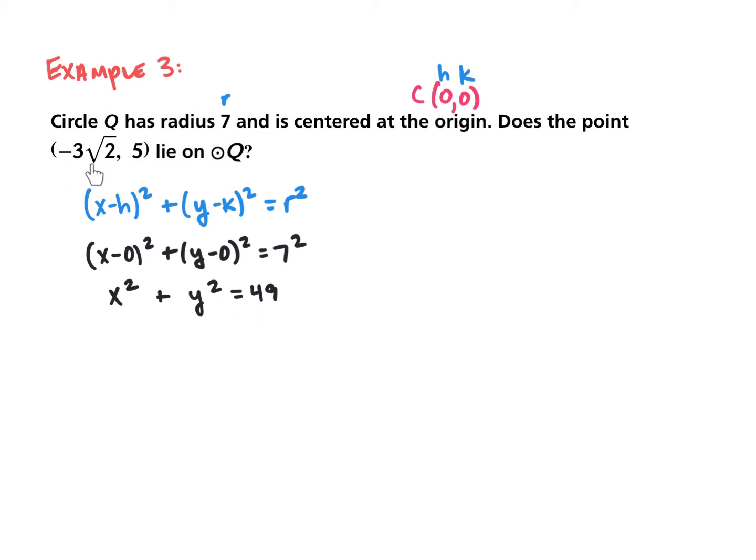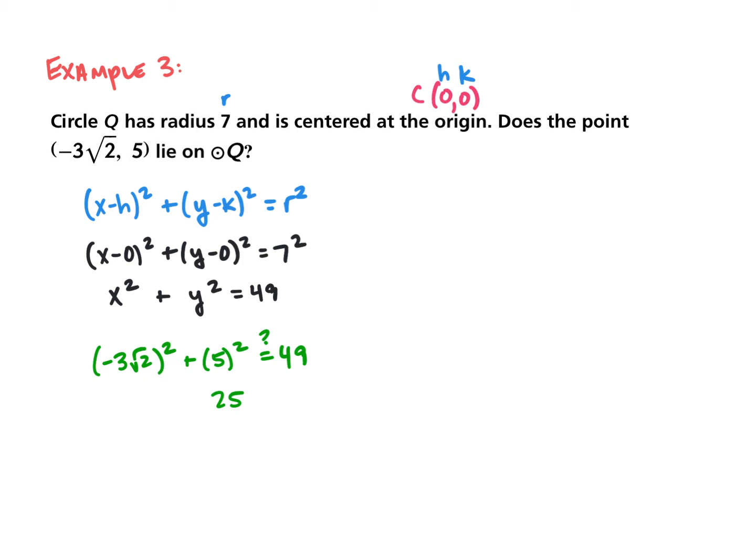So let's check it. Let's put this in for x and this in for y and see if it ends up being true. So I'm going to have -3 root 2 squared plus 5 squared. Does it equal 49? So let's simplify this right side first. Well, the 5 squared part is easy. That's going to give me 25. When I square this -3 root 2, watch what happens.